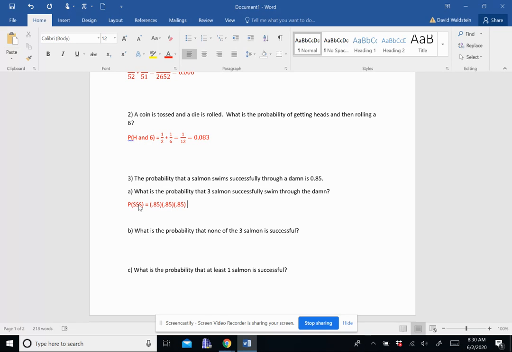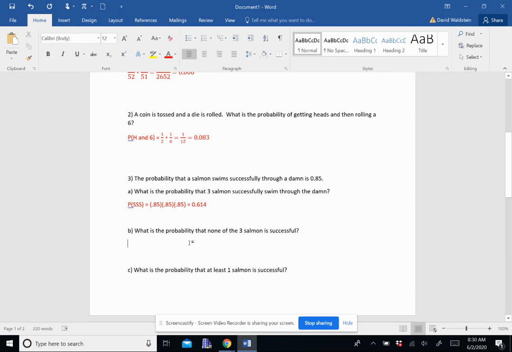It doesn't matter if the first salmon gets through. That doesn't affect the second salmon getting through at all. So we have 0.85 times 0.85 times 0.85, which is 0.614.